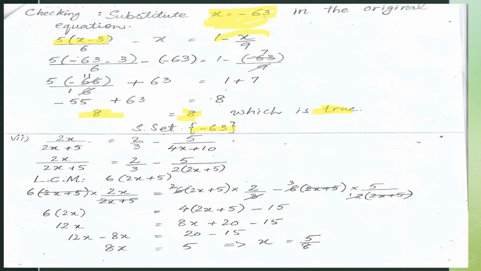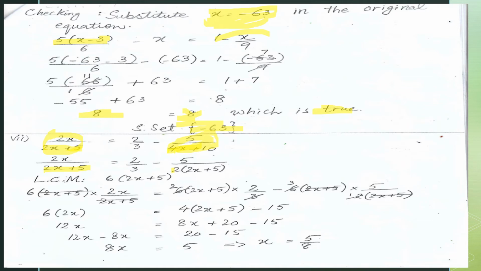Now question number 7: 2x over 2x plus 5 is equal to 2 over 3 minus 5 over 4x plus 10. Now you observe one thing, that in the denominator there is no number, there is an expression. If an algebraic expression is coming in the denominator, we need to observe carefully. In the first fraction there is 2x plus 5, then on the other side, 4x plus 10. What can we do?